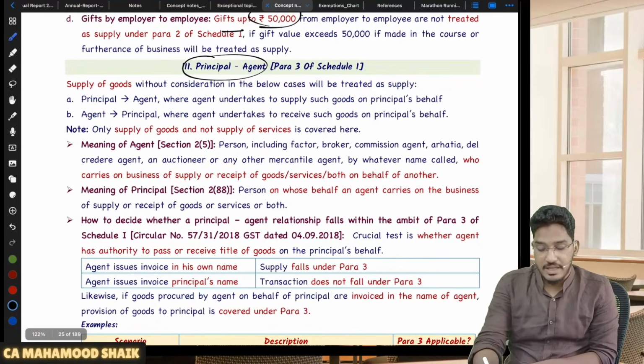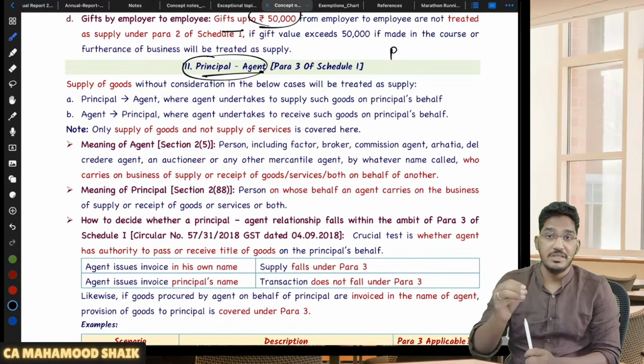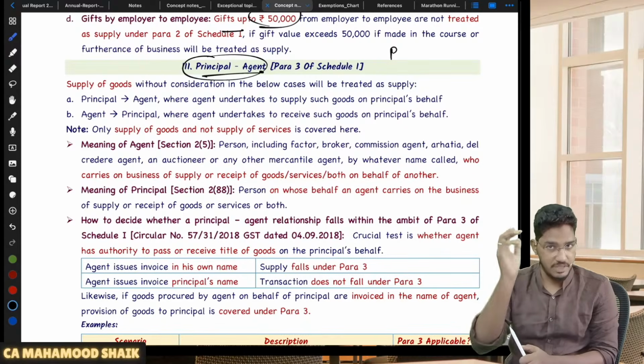So what does para number 3 say here? Supply of goods, only goods. Para number 3 only talks about goods. In para number 2, for supply between distinct person and related person, they say supply. That means supply of goods also, supply of services also.